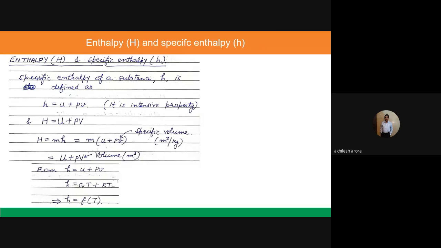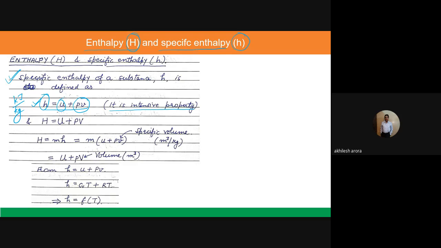Now we can talk about another term, that is enthalpy. One is enthalpy, which is denoted by capital H, and another is specific enthalpy, which is denoted by small h. How do we define specific enthalpy? As such, there is no definition for the enthalpy, but we define it as small h is equal to u plus pv, the product of pressure and volume. And it is an intensive property. When I am considering small h, it is an intensive property because its unit will be kilojoules per kg.